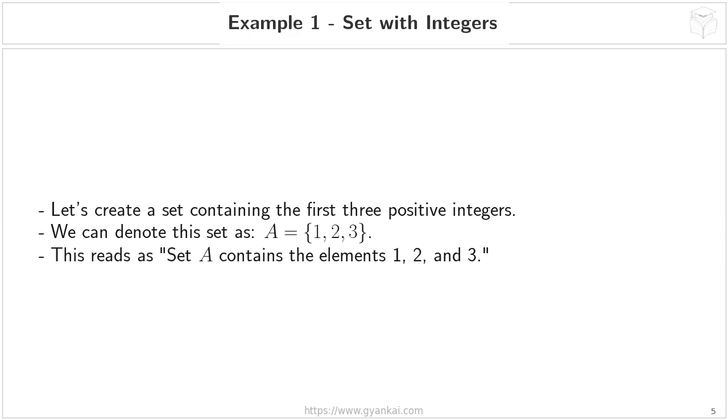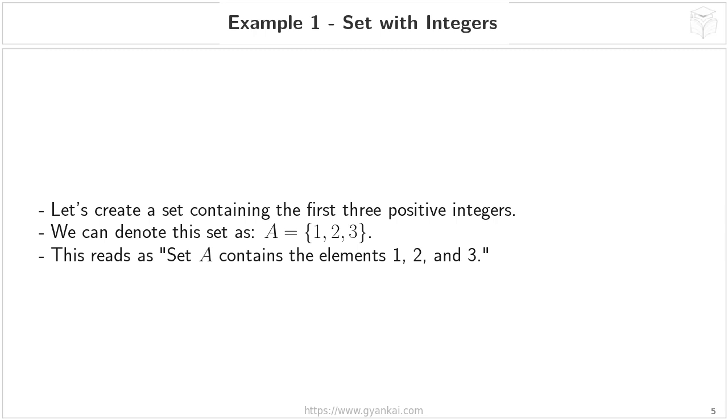We're going to denote or represent this set as A equals an opening curly brace, 1, 2, 3, and a closing curly brace. Notice how we're using those curly braces. That's crucial for defining a set, as we learned on the last slide. This mathematical statement, A equals an opening curly brace, 1, 2, 3, and a closing curly brace, is read as set A contains the elements 1, 2, and 3.